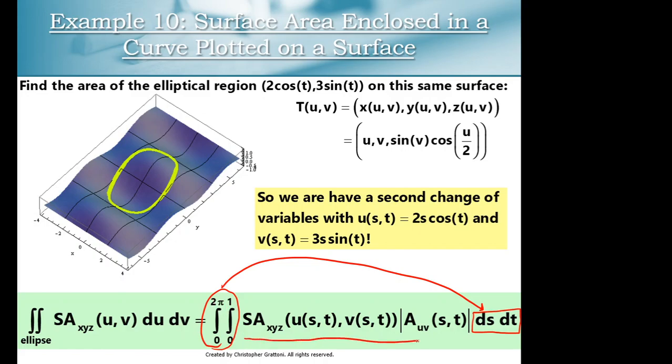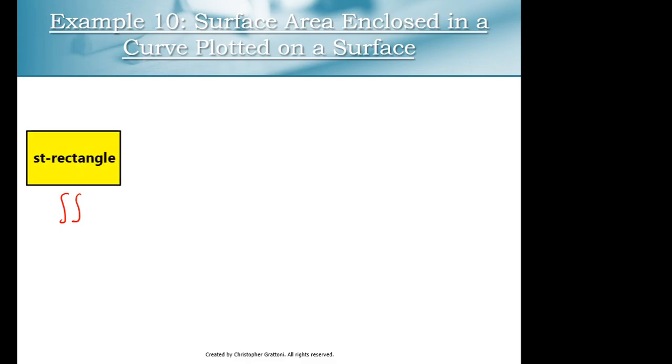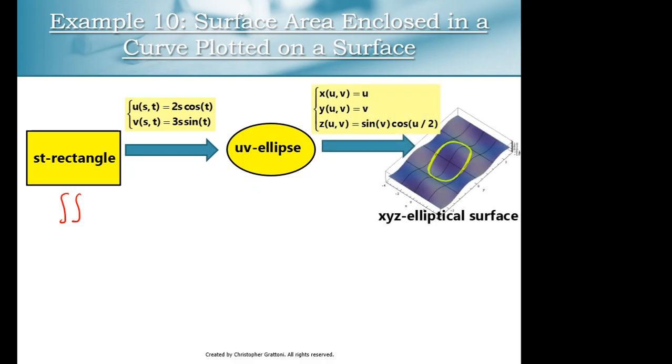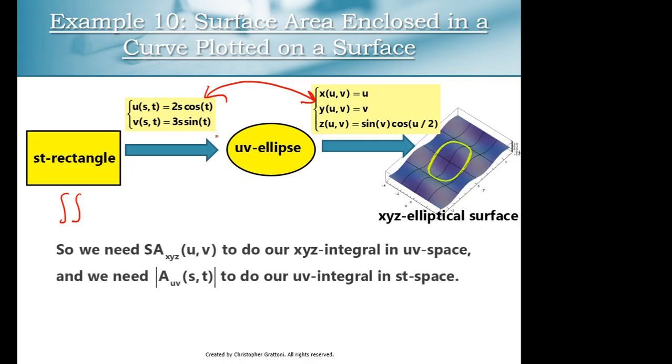So will this integrand be kind of ugly and complicated? Sure, but our limits of integration are very, very nice. We want to integrate over an ST rectangle. By the way, that came from our UV ellipse that we parameterized, which that UV ellipse, by the way, came from a piece of surface on that wavy piece of sheet metal. So that's how that all ties together. So we're basically plugging one change of variables into another, which is why we have both a surface area conversion factor and a regular area conversion factor.